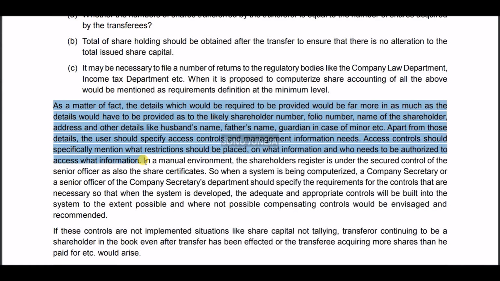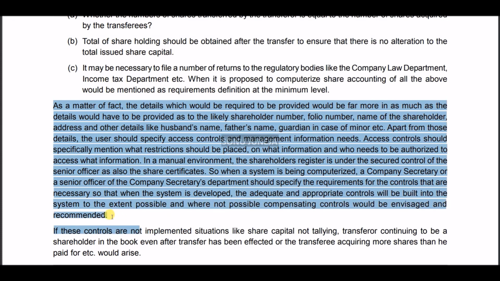Now, in the manual environment, the shareholders register is under the secured control of the senior officer, as are share certificates. So when the system is being computerized, the company secretary or the senior officer of the company secretary department should specify the controls that are necessary so that when the system is developed, adequate and appropriate code will be built into the system to the extent possible. Where not possible, a compensating control will be investigated and recommended.